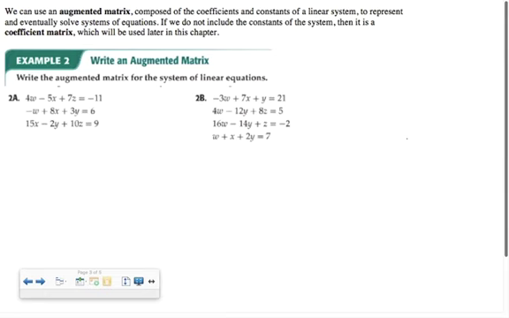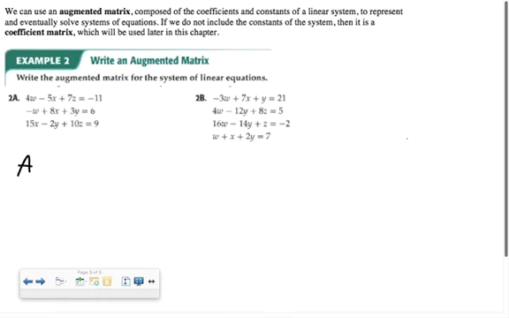So we can use augmented matrices to make this process a little bit less painful. And so in example 2, we are just writing the augmented matrix, not solving it. In an augmented matrix, we have the coefficients from the left-hand side and then the constants from the right-hand side, and they're separated by a bar. So here's what it would look like.